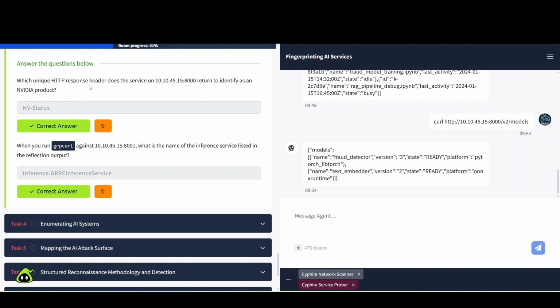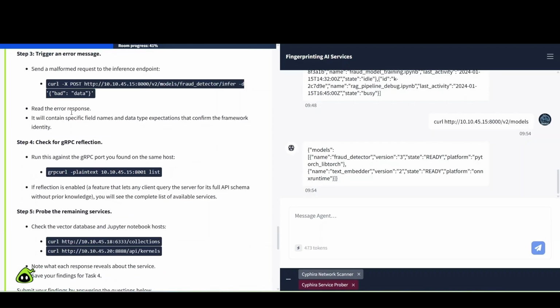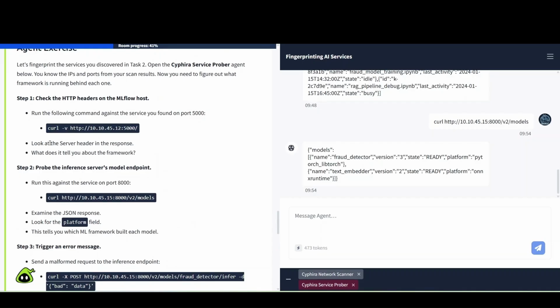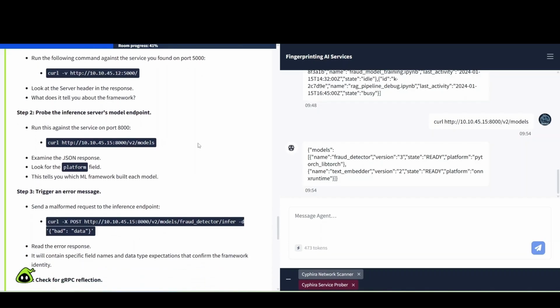Which unique HTTP response header does the service on 10.10.45.15 on port 8000 return to identify as an NVIDIA product? All right, so we already ran this earlier with this curl. I ran it again to take a look at it. And what they're looking for here is this NV-status, as they were talking about earlier up here. So I'm just going to hit Control F to make it easy to find.